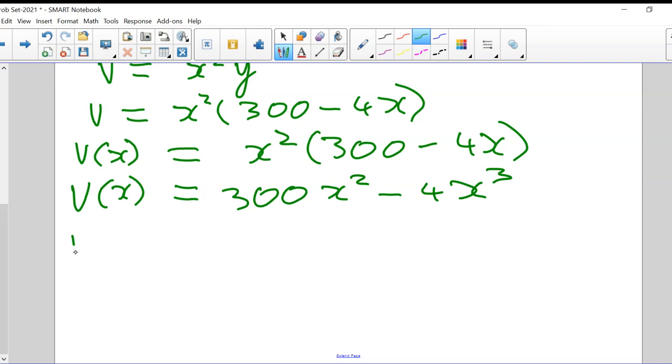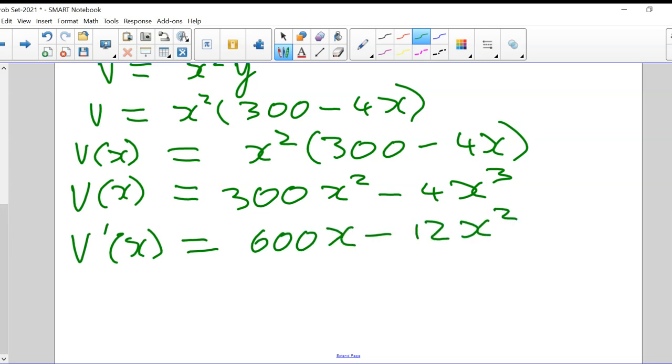All right, so let's find the V prime of x. That should be pretty easy because it's a polynomial. So that would be 600x minus 12x squared. And what do we do after that? There's our derivative. Set it equal to 0. Okay, so I set it equal to 0.